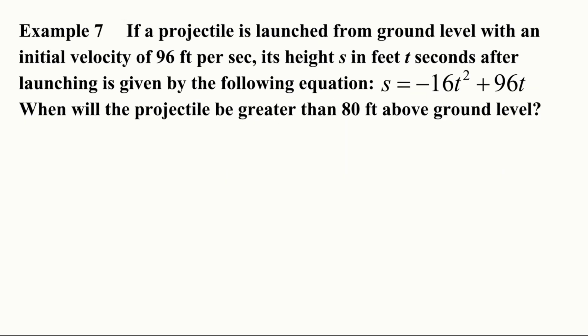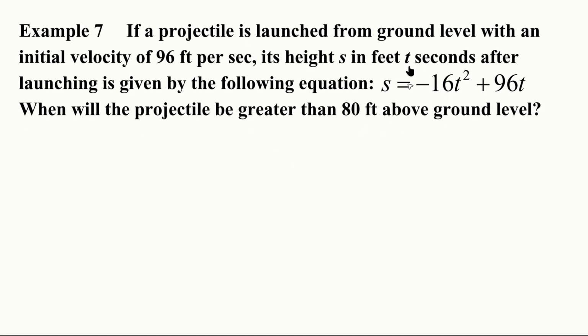All right, let's go ahead and take a look at a quick application. If a projectile is launched from ground level with an initial velocity of 96 feet per second, its height s in feet t seconds after launching is given by the following equation: s equals negative 16t squared plus 96t, which will look familiar to you if you've taken physics. It uses the acceleration of gravity as well as initial velocity to come up with that. And we want to know, when will the projectile be greater than 80 feet above the ground?